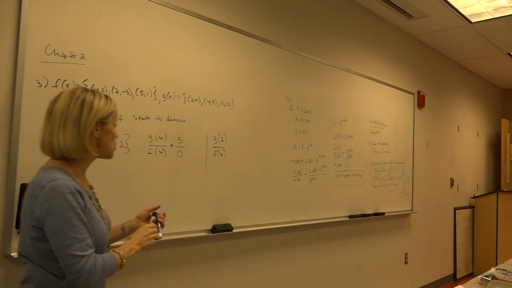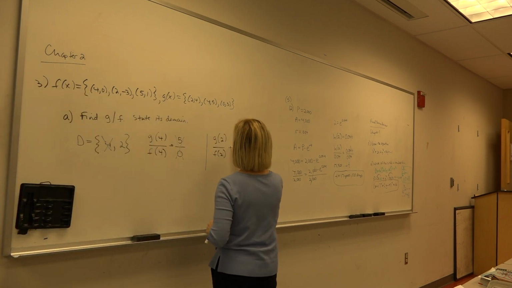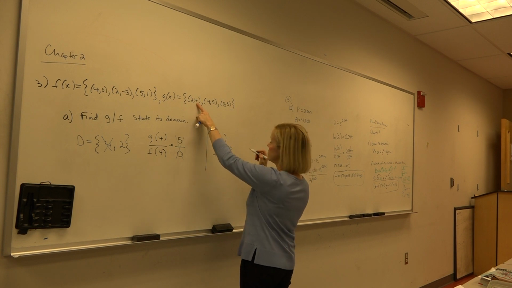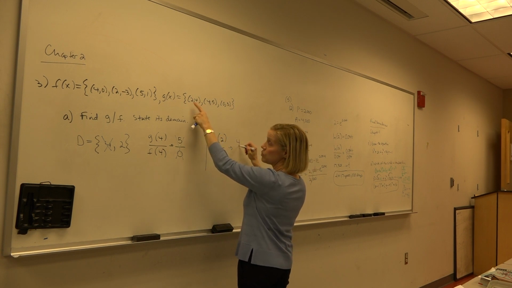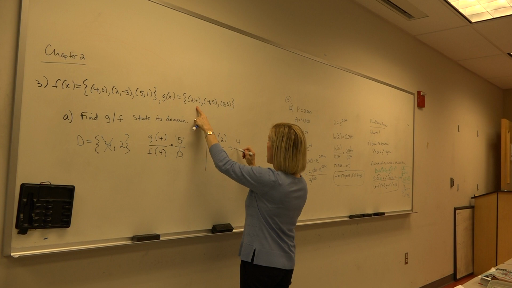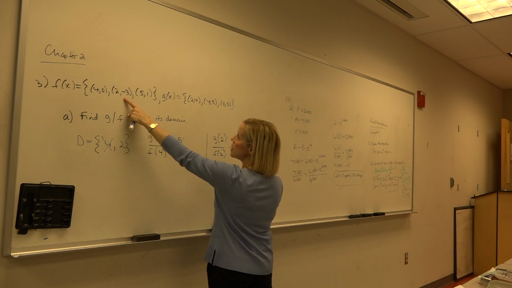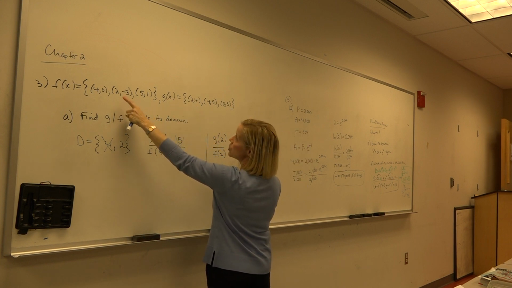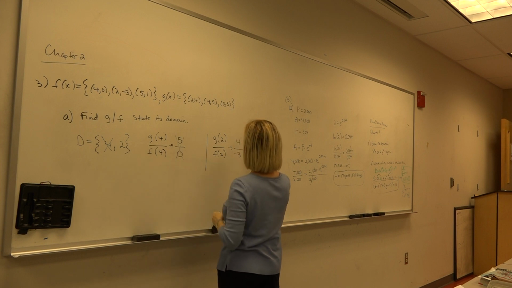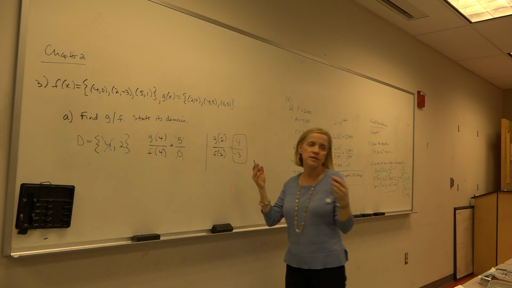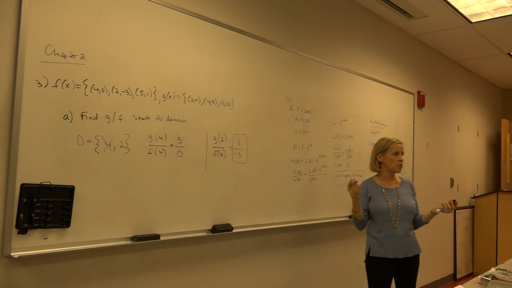Okay, so let's try g of 2 divided by f of 2. So g of 2 is 4: in the g function when x is 2, y is 4. And f of 2 is negative 3: in the f function, when x is 2, y is negative 3. And there's my answer. You can write it as negative 1 1/3, negative 1.3.